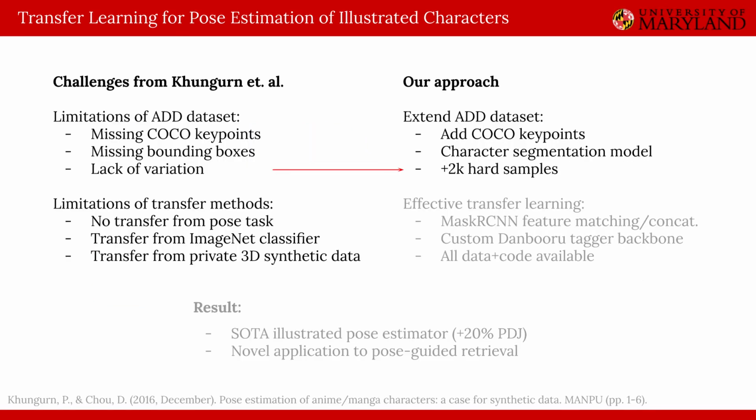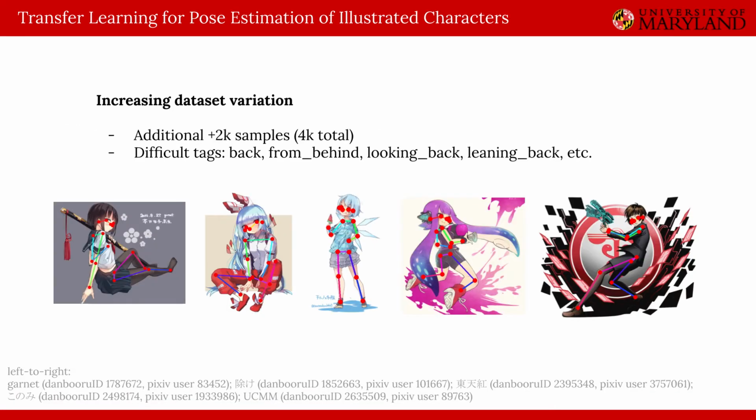Next, we tackle ADD's lack of variation by adding an additional 2,000 samples. These were selected from Danbooru with difficult back-related tags. Here are some challenging new poses that were added to the dataset.